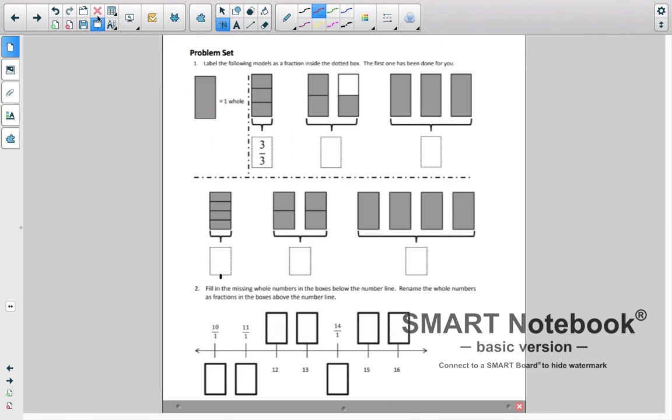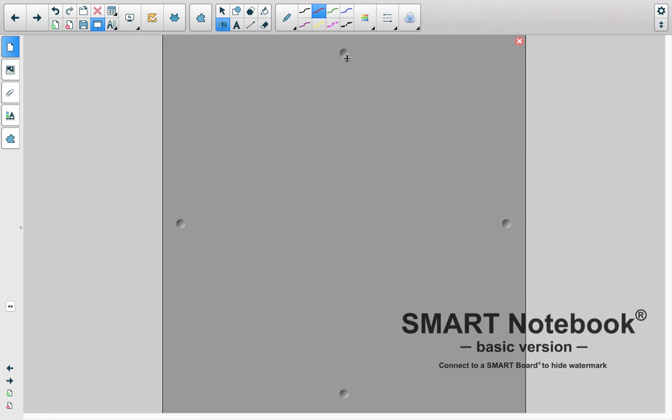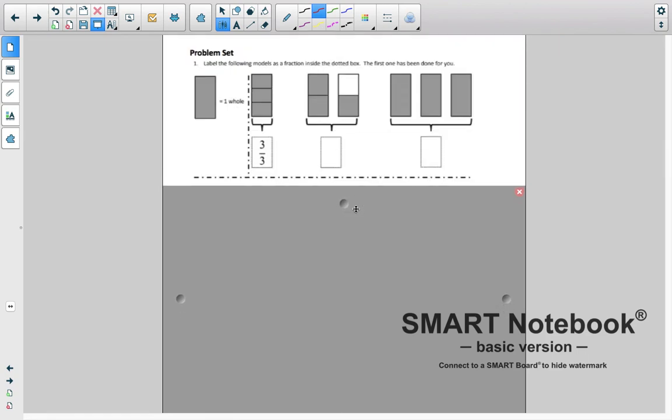Alright, now it's our turn. Let's split this up. Alright, let's look at this piece first. It says label the following models as a fraction inside the dotted box. The first one has been done for you. So we have a rectangle. It equals one whole. Now we can see that this is 3/3 because there's 3 pieces shaded and there's 3 pieces. Remember, we've talked about this before. Each of these pieces is going to equal 1/3. That's another way that it shows me that this equals 3/3.